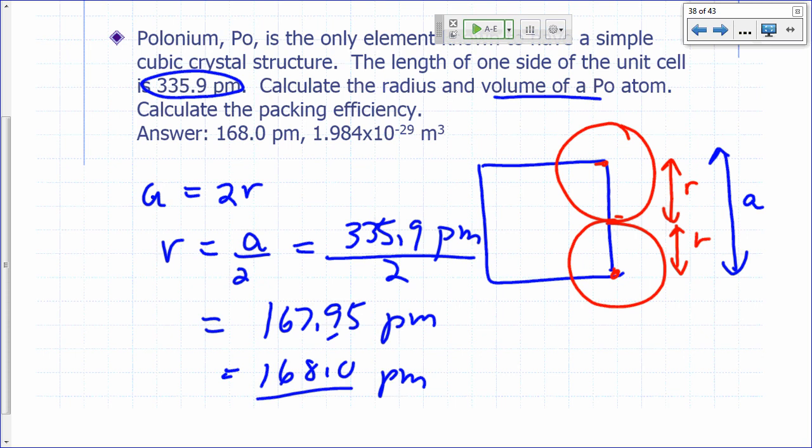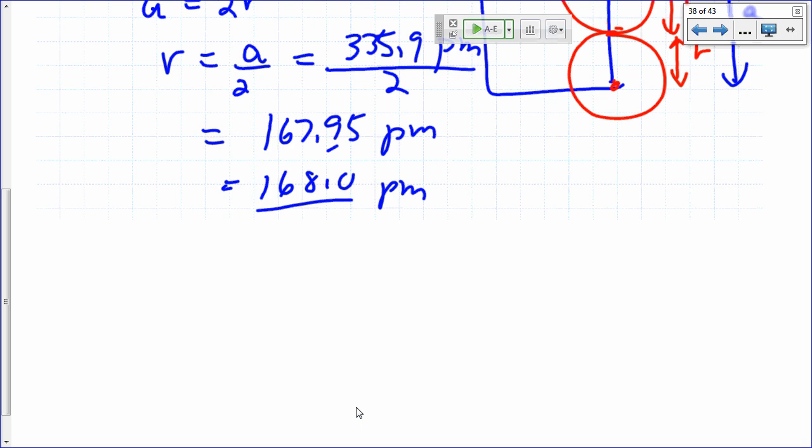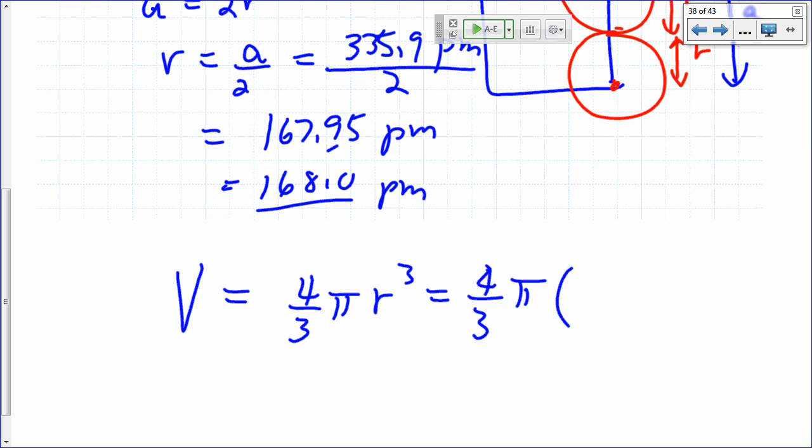What is the volume of your polonium atom? How much volume does it occupy? 4/3 pi r cubed. So 4/3 times pi times 168.0 times 10 to the negative 12 meters, cubed.